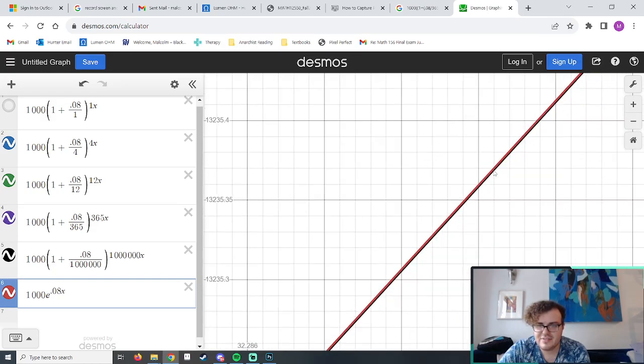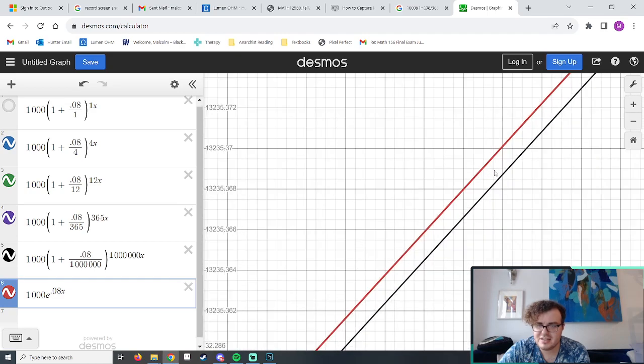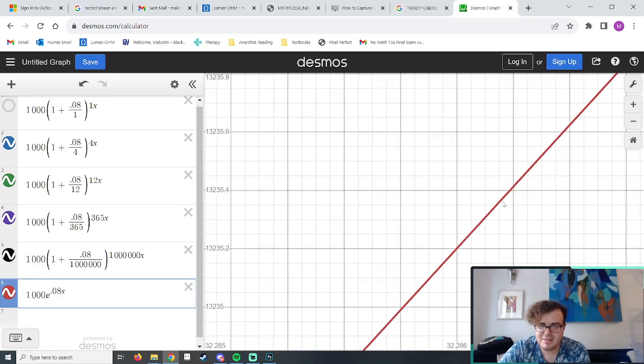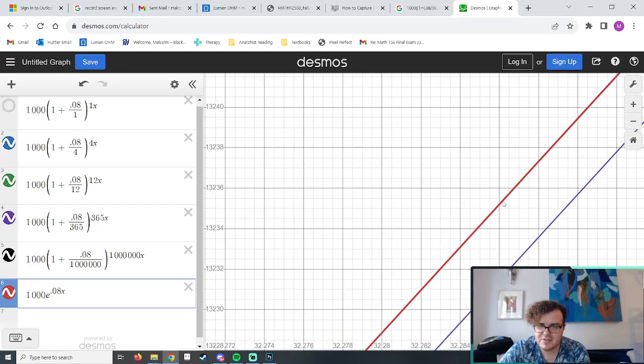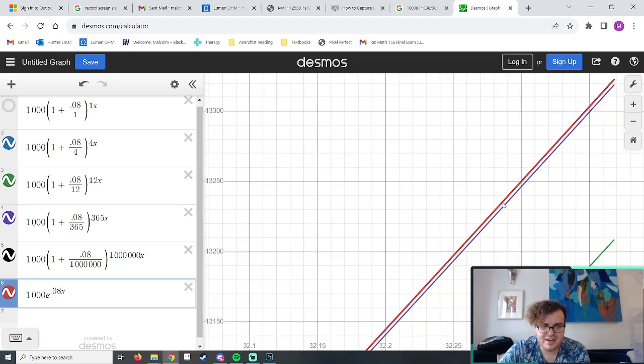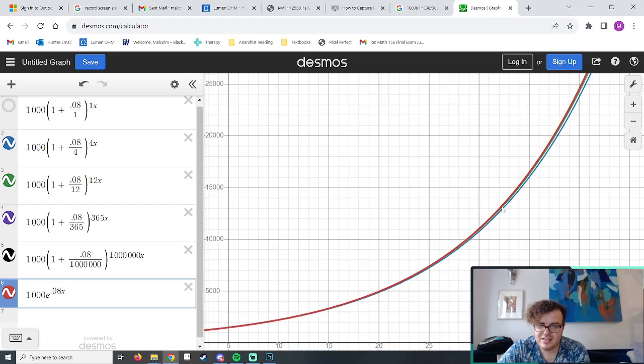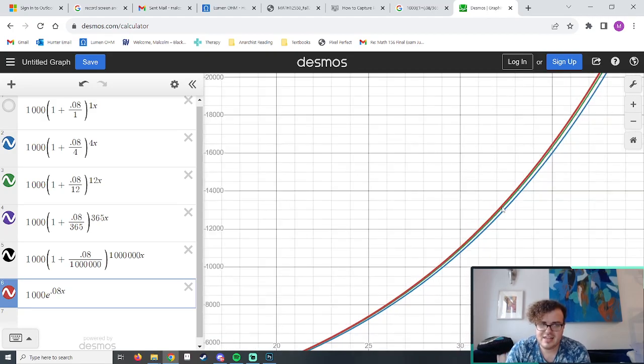Oh my goodness, you can't even see it. We have to zoom in really close. But you can see the red curve is even slightly above the black curve, right? And what it turns out is this mathematician calculated that this red curve here, 1000e to the 0.08x, is what's called the limit of these other curves. That is, as n gets arbitrarily big, these other curves will get arbitrarily close to this one. And this was actually the discovery of the number e.